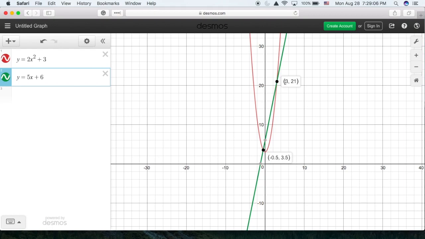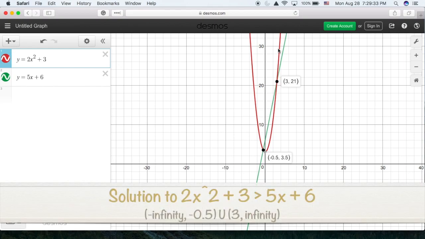So we can use that to solve equations, but we can take it a step further and say that I want to know when 2x squared plus 3 is greater than 5x plus 6. So I look for where that's higher on the graph, and that's going to be this area. So values of x that are less than negative 0.5, and also this area, values of x that are greater than 3. So we can look at the graph to solve an inequality.